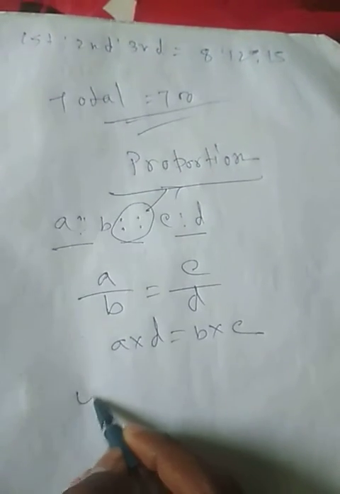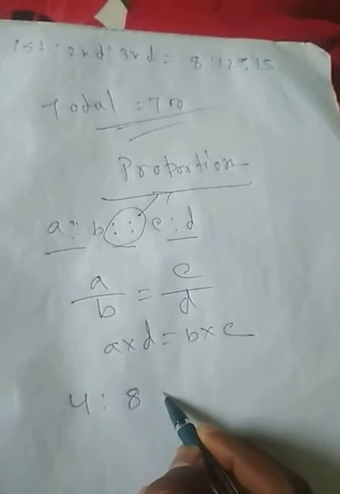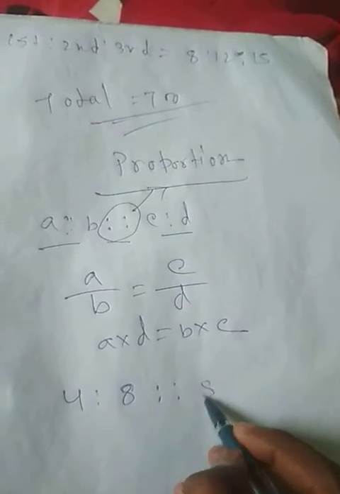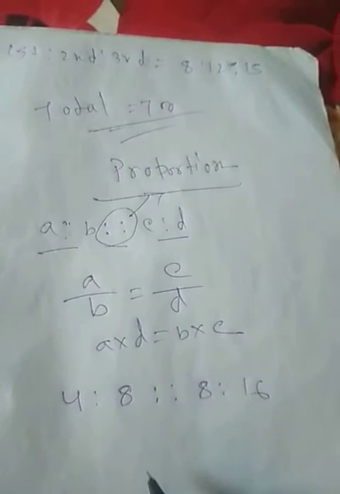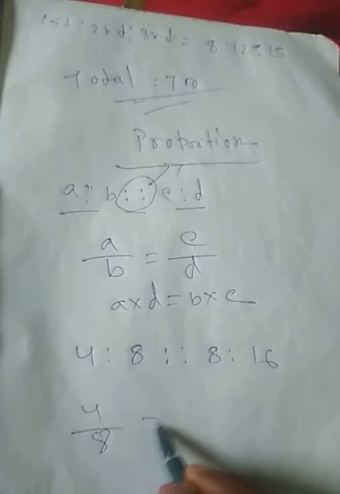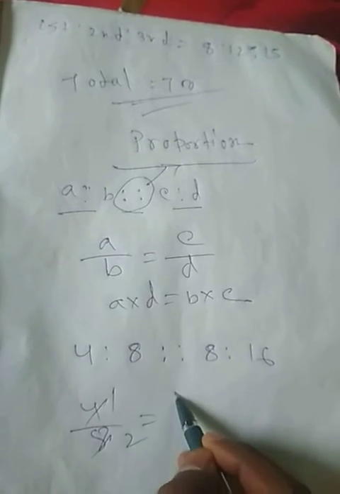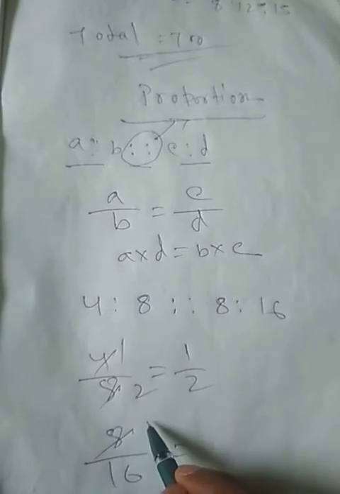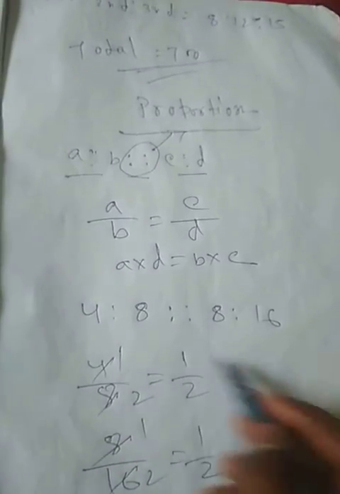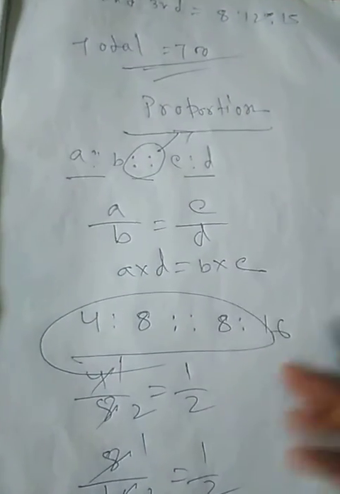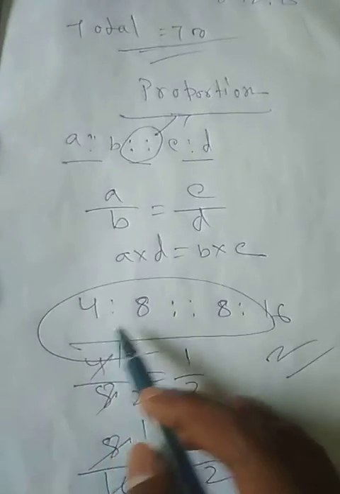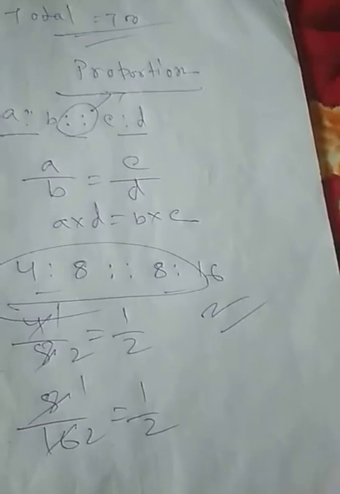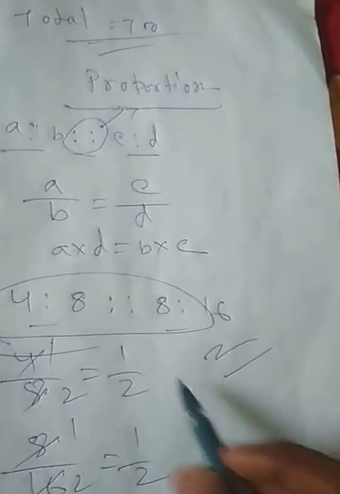Like if I say 4 is to 8 is proportional to 8 is to 16, that means both have to be same. Like 4 by 8 we know that, if you simplify that, half. 8 by 16, so both are same. So I have written the statement correctly, that these terms are in proportion.